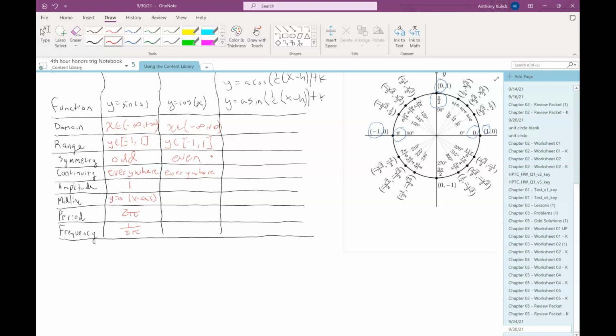And all these others are going to be the same. The amplitude, still 1. The midline, still y = 0. The period, still 2 pi. The frequency, still 1 over 2 pi.